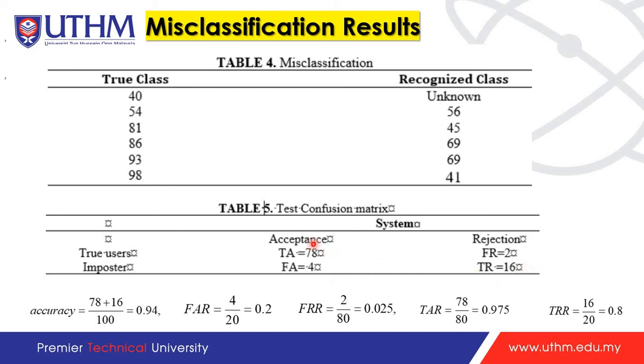Hence, accuracy will be 78 plus 16 divided by the total 100 images, we get 0.94 or 94%. FAR is the false acceptance rate, which is 4 out of a total of 20 imposters, so it's 20%. False rejection, we got 2 out of 80, which is 2.5%. True acceptance rate, which is 78 over 80, 97.5%. True rejection rate, which is 16 over 20, which is 80%.